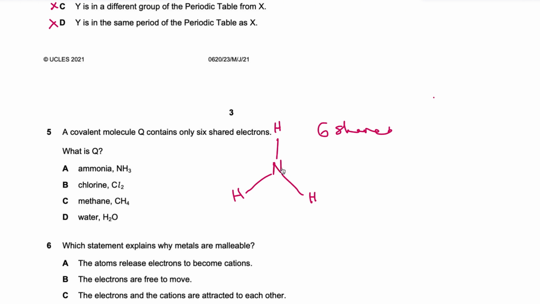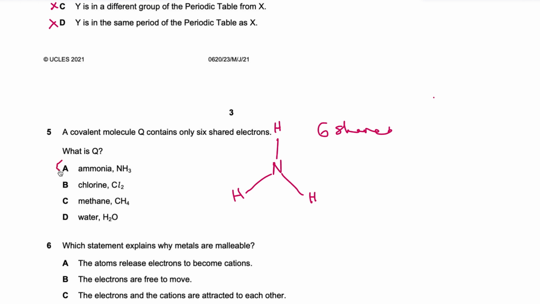Okay, so hydrogen brings 1, nitrogen brings 1, a bond here covalently. That's 2. 1 from nitrogen, 1 from here, right? That's 2. 1 from here, 1 from here, that's 4. 1 from here, 1 from here, that's 6. So I think the answer is A.